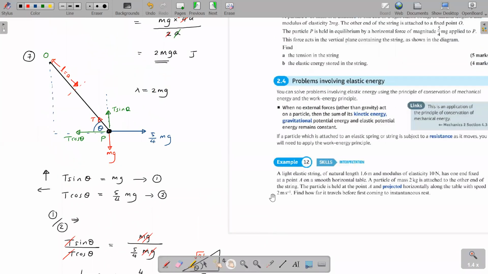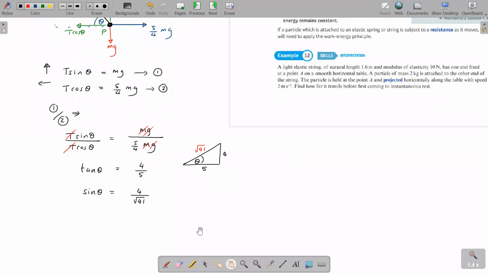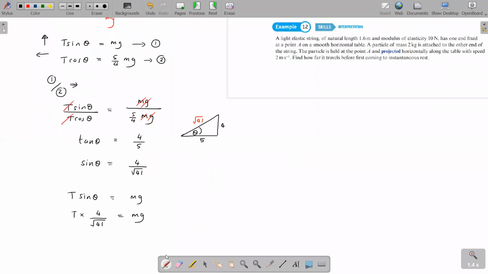I'm supposed to find the tension. They're asking me to find the tension. So how do I find the tension? Let's substitute into equation 1. T sine theta equals mg. T times sine theta, which is 4 over root 41, equals mg, which means tension equals root 41 mg divided by 4.